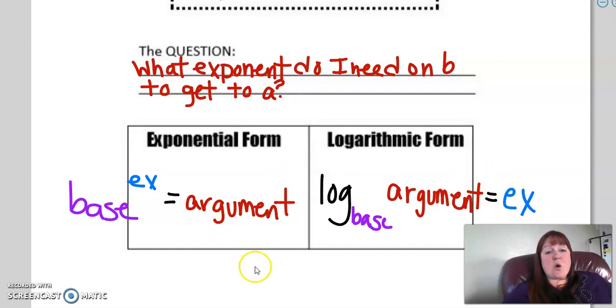So the two main things I want you to remember about logs are: what exponent do I need on b to get a? And the answer to a log is an exponent. Yes, an exponent. That's what it is. I can sing the song more if you'd like.